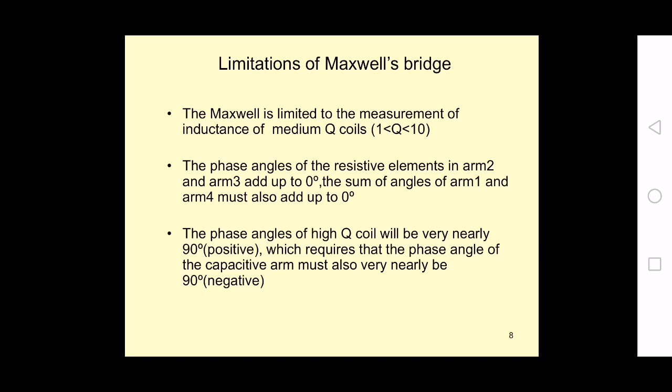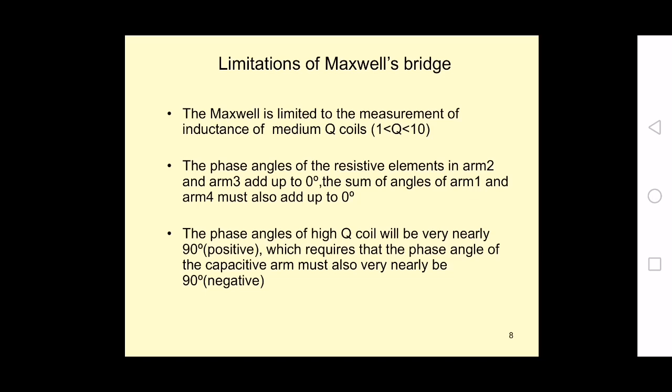The phase angle of high quality Q coils will be very nearly 90 degrees positive, which requires that the phase angle of the capacitive arm must also be very nearly 90 degrees. Then only the phases will cancel and the resultant phase will be equal to 0. So those are the limitations of the Maxwell bridge.